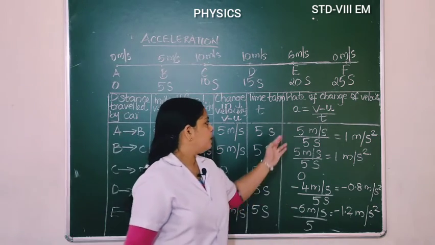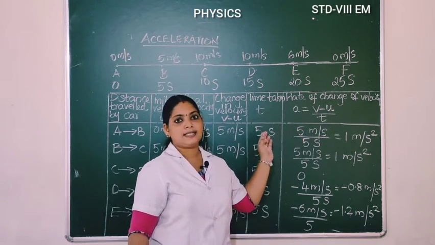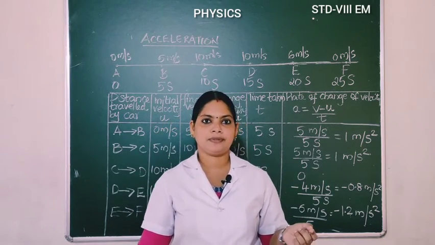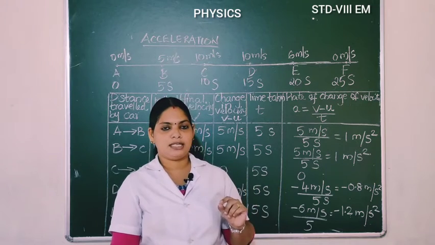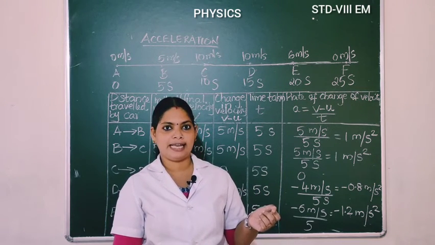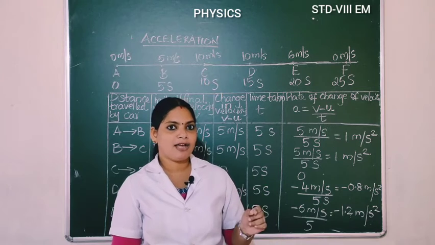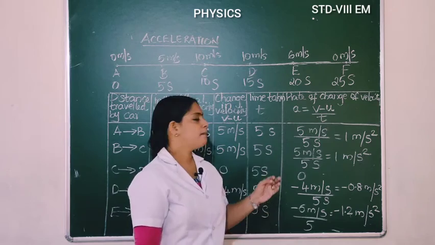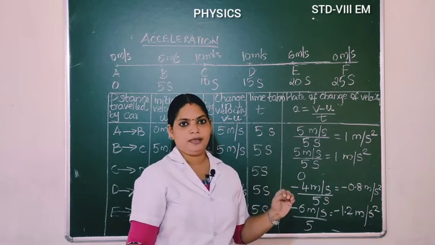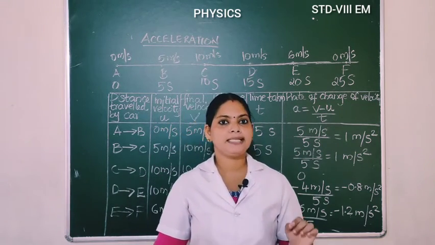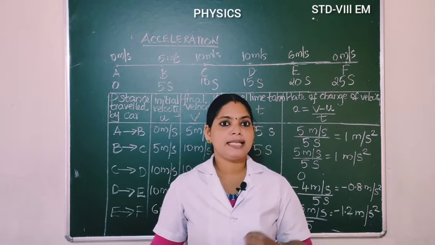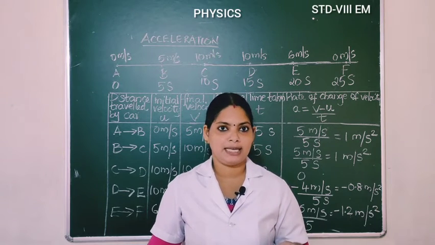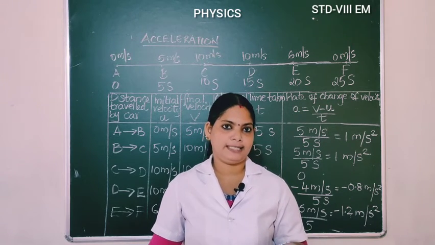So how will you calculate acceleration? It is the change in velocity by time. If you know the initial velocity and final velocity, how can you calculate acceleration? Acceleration is final velocity minus initial velocity by time. Its unit is meter per second square. The unit of acceleration is meter per second square. It is a vector quantity because it is change in velocity. So it is a vector quantity.